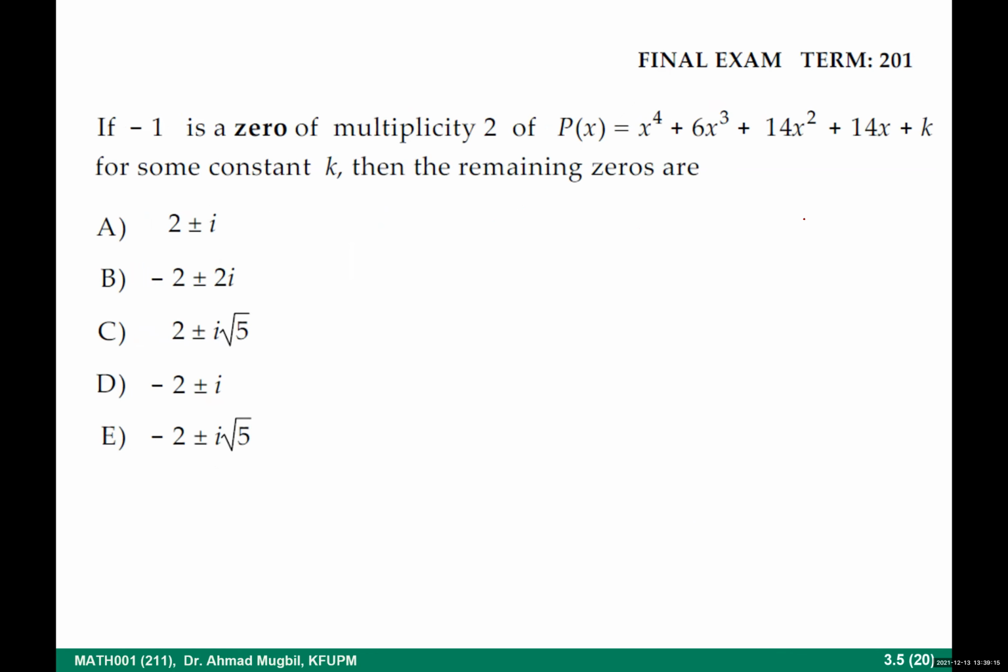If negative 1 is a 0 of multiplicity 2 of this polynomial for some constant k, then the remaining zeros are. Solve it. Or tell us, because we need to solve as many as we can. So what is the plan, Mansour? Synthetic division. Or it's much better to use the long division. Yeah, because he said that its multiplicity is 2, divided 2 times.